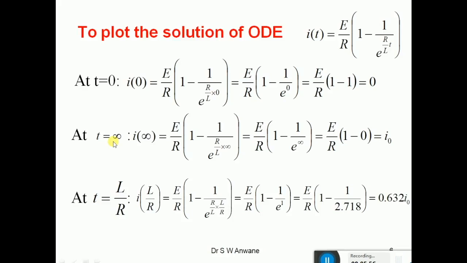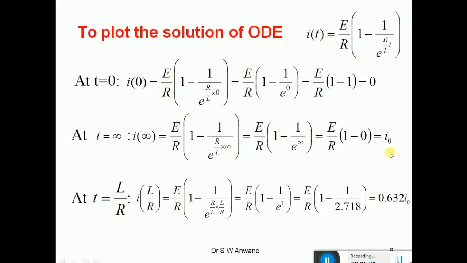It means a steady state condition where time is quite long, and for large values of t, we have to consider this equation. So I of infinity is equal to E upon R. Now t in this equation is being replaced by infinity. e to the power infinity will be infinity, and 1 upon infinity will be 0, and 1 minus 0 will be 1. So we are left with I0, that is the steady state value of the current, which we have defined as E by R.